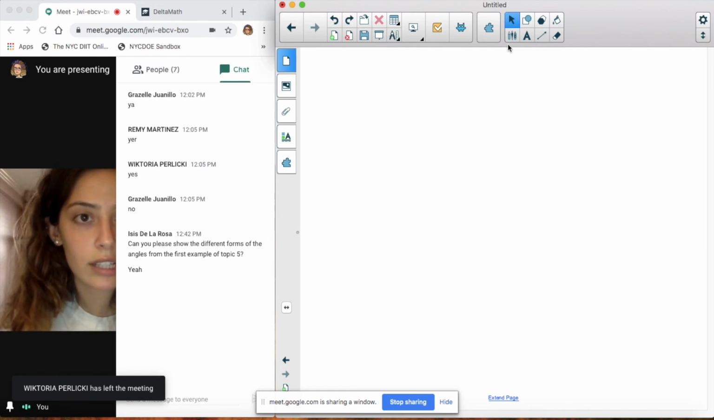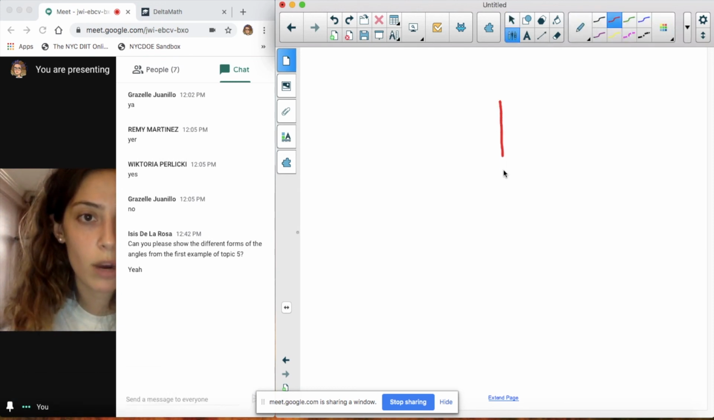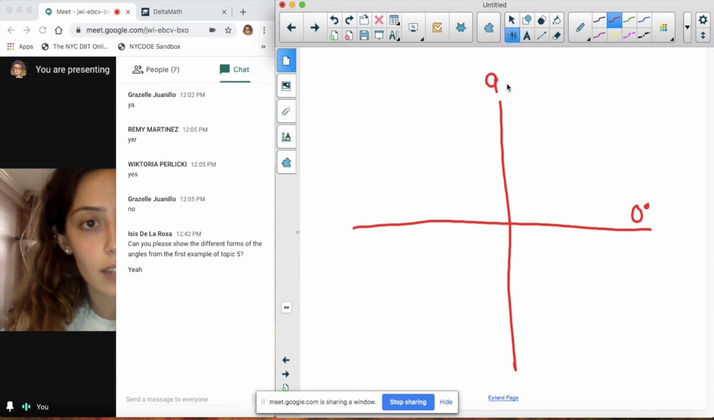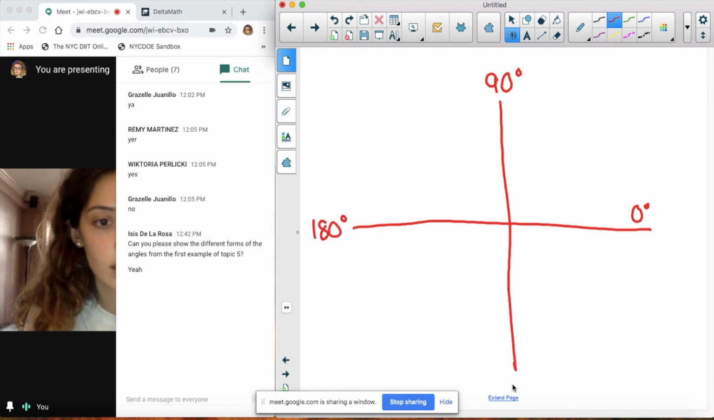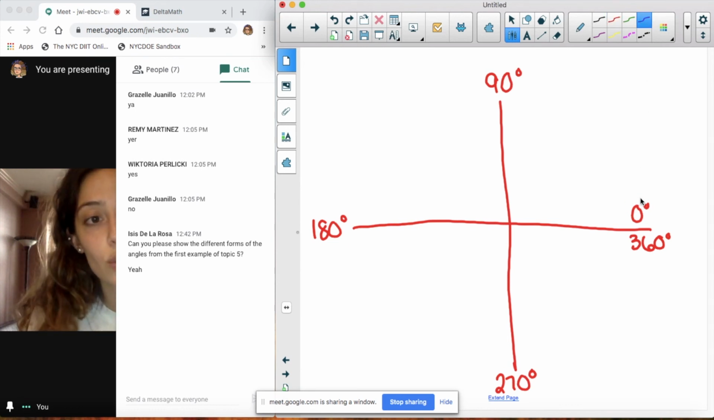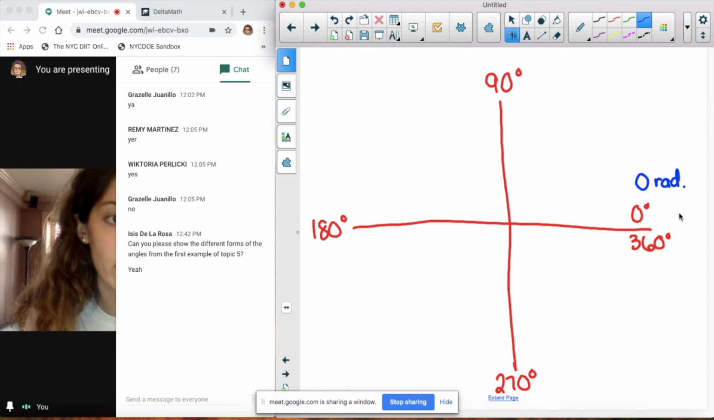Now, that tells you what quadrant to look at, but instead of giving degrees, it gives radians. So this is usually 0 degrees. I'm going to do degrees in red, radians in blue. This is 90 degrees. This is 180 degrees. This is 270 degrees, and this is 360. So this is what we're used to, but Delta Math likes using radians. So 0 degrees is the same thing as 0 radians.